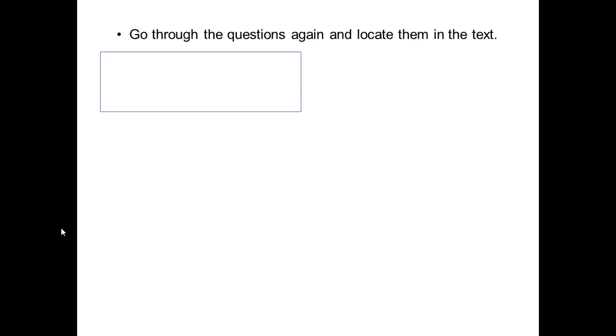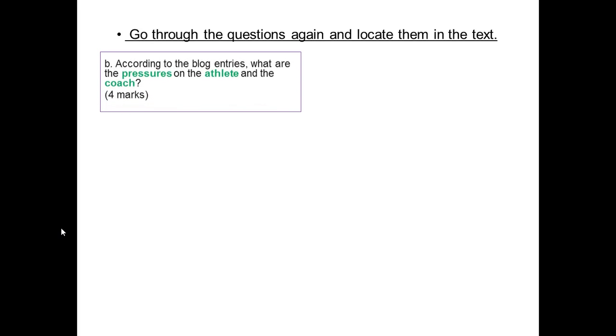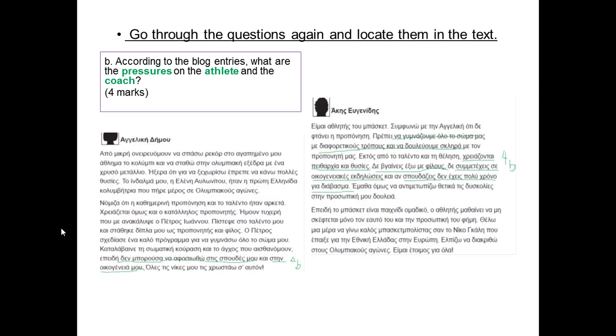We need to go through the questions again and locate them in the text. According to the block entries, what are the pressures on the athlete and the coach? And this question has 4 marks. Basically, in the 2016 exam, we had one text that required response in English, but it had 3 blocks. So with this question, you have to extract information from all 3 blocks. I have highlighted in green the parts that indicate the response.